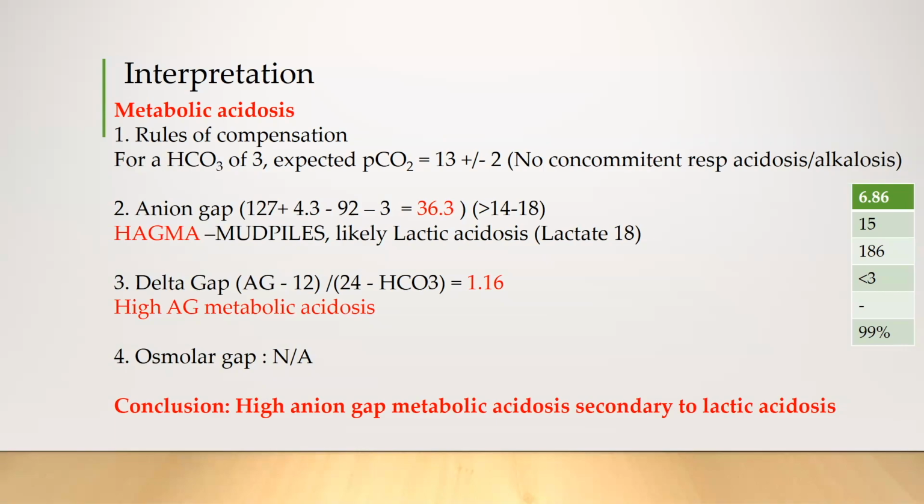Subsequently, we can calculate the delta gap. The delta gap is actually 1.16, so it indicates a high anion gap metabolic acidosis, a pure HAGMA for this patient. And as for the osmolar gap, we didn't manage to get a serum osmol, so we omit that for now.